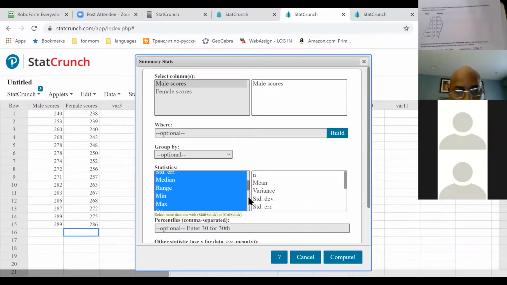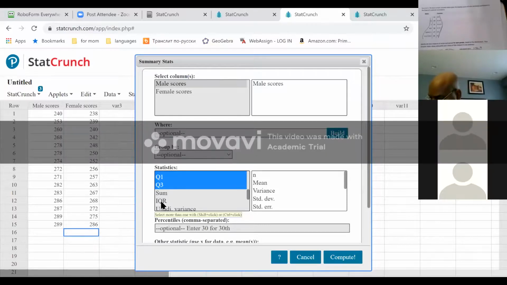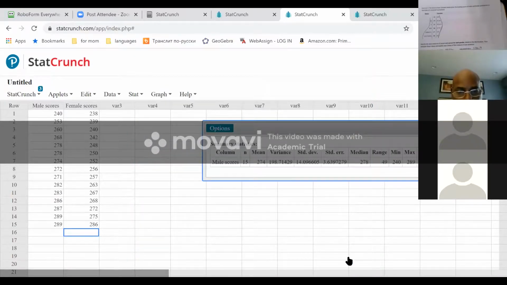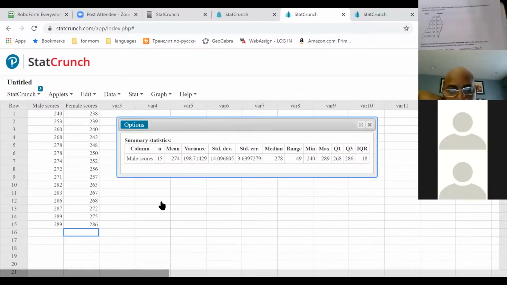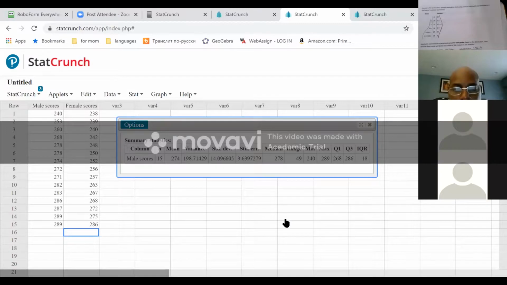So I will need, for the measure of spread, the IQR. And the IQR is located right here. So I'm going to just add it to the list of the computed values. And here we go. So for the skewed data, let's compare the mean and the median. The mean is 174 and the median is 278. So that's 4 units apart.